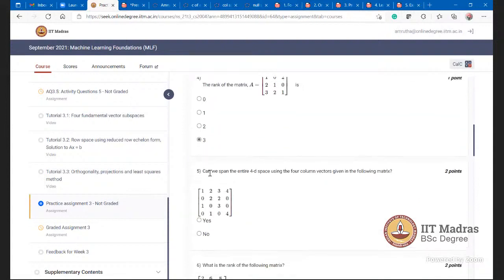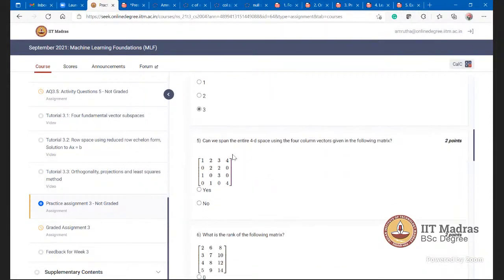And the fifth question is, can we span the entire 4-dimensional space using the 4 column vectors given in the following matrix? The same logic you apply, and if you do the row reduction process, you will never reach a 0 row vector, which means you will have pivot elements in all the 4 entries. So every individual column vector is an independent vector. So it will span the R4 space. That is why it is a yes here.